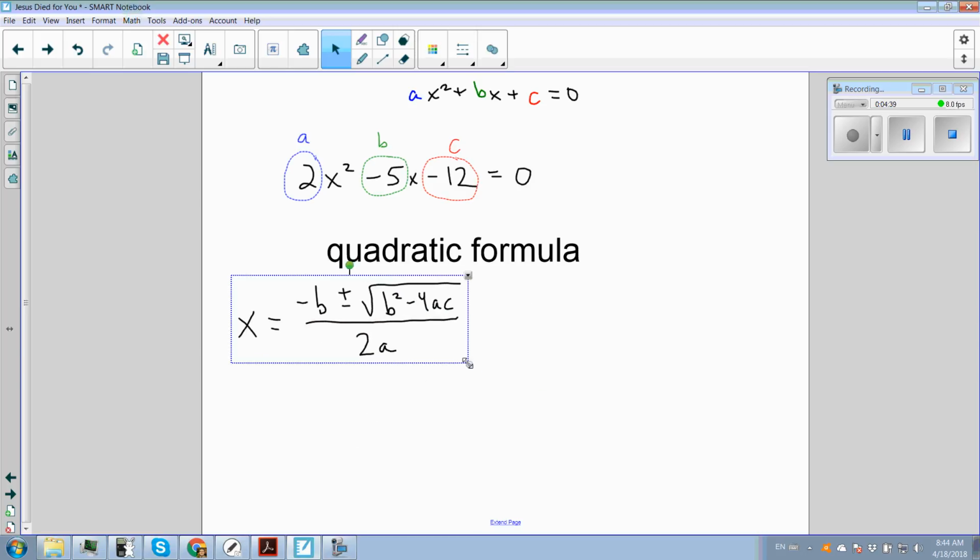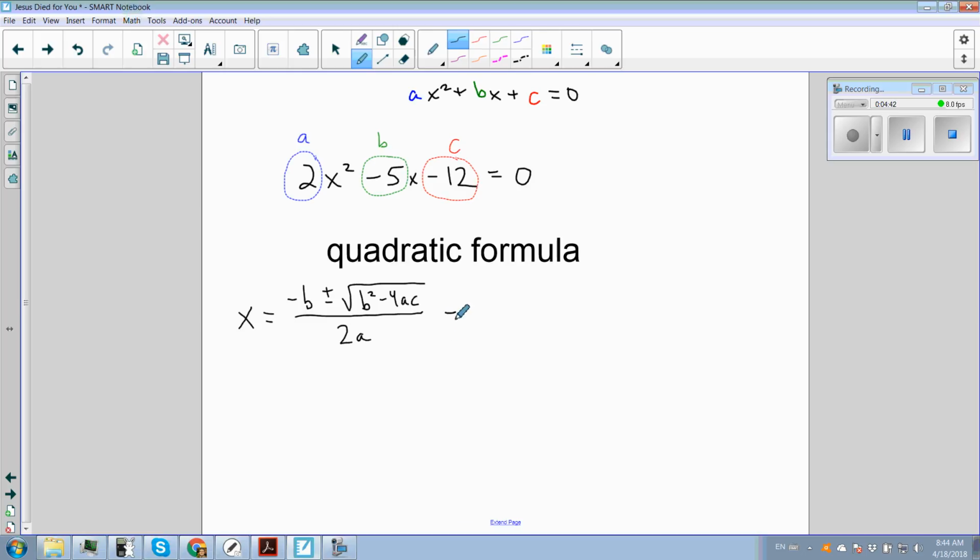And what I recommend when students use the quadratic formula, especially until they get used to it, is to just put empty parentheses blanks where the variables are, and then fill them in. So B is going to go in this slot, negative, I made him green, didn't I? B is going to go in this slot, in this slot. A is going to go in this slot, 2, and C goes in this slot, negative 12.